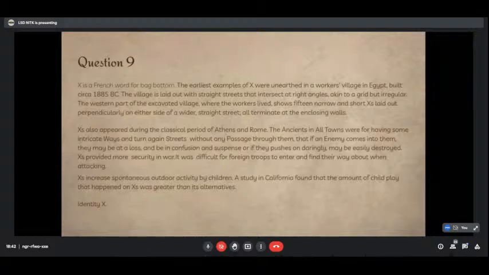X's increased spontaneous outdoor activity by children. A study in California found that the amount of child play that happened on X's were greater than its alternatives. Identify X.